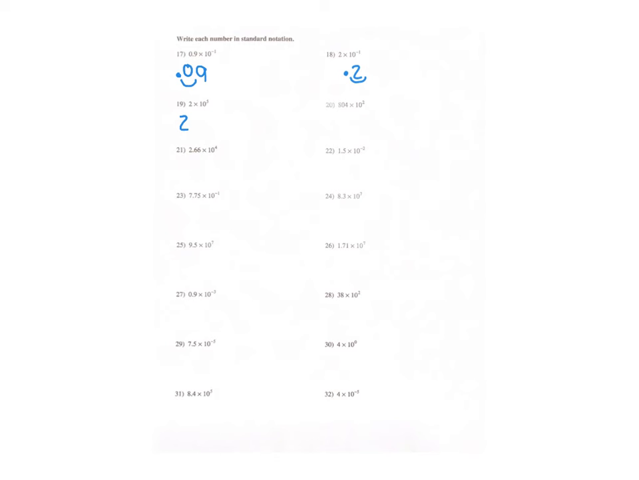This one's telling me to move my decimal over 5 places in the positive direction. So 1, 2, 3, 4, 5. And I'm going to go ahead and fill my baskets in with zeros. If you want to put a comma in there, you can. This one also is telling me to move it over 2 places in the positive direction. This one is telling me to move it over 4 places in the positive direction. So 1, 2, 3, 4. So again, it's telling you how many times to move the decimal, not necessarily how many zeros to add.